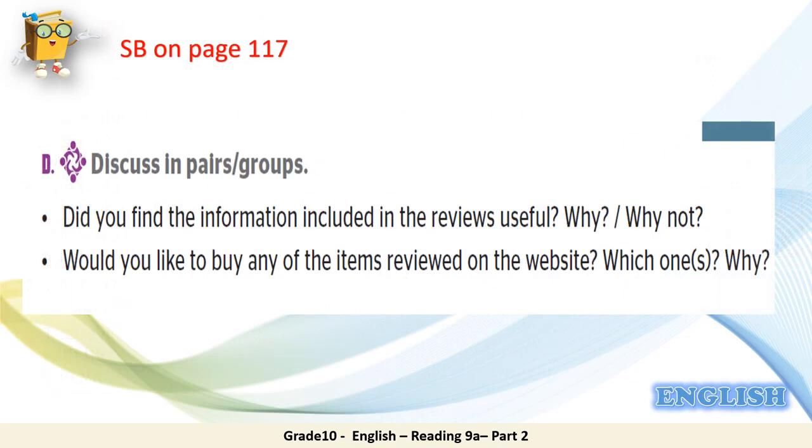In exercise D on page 117, you have these 2 personally justified questions. This type of question does not need you to refer back to the reviews to answer. You have to think about the answers by yourself. The first is, did you find the information included in the reviews useful? The question here is for you, dear student. Why do you think it's useful? Why do you not think so? The second question is, would you like to buy any of these items reviewed on the websites? Which ones and why? Think about your answers.